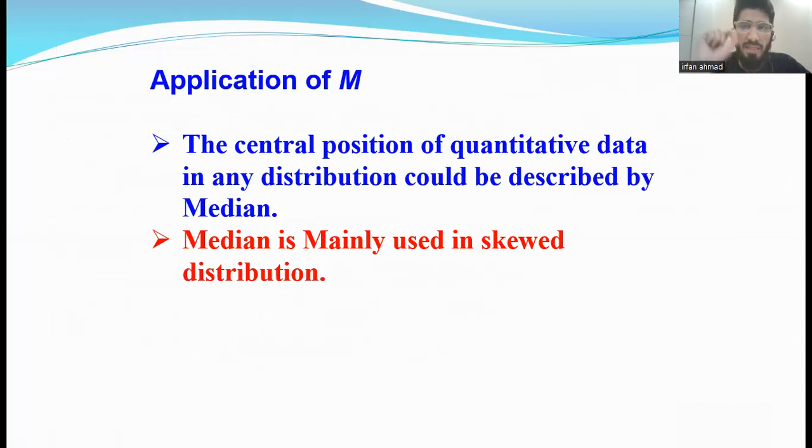For example, this is the central point, and on the left side it has more data compared to the right side. This is called skew distribution, or vice versa. For example, the right side has more data compared to the left. So it is also called skew distribution.